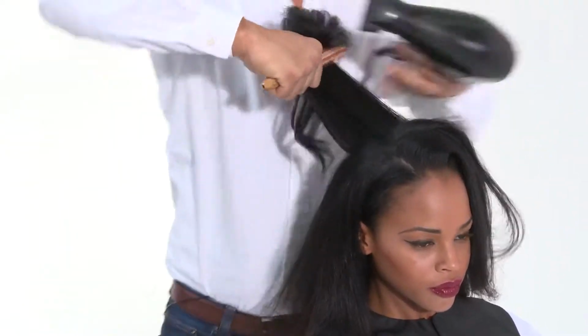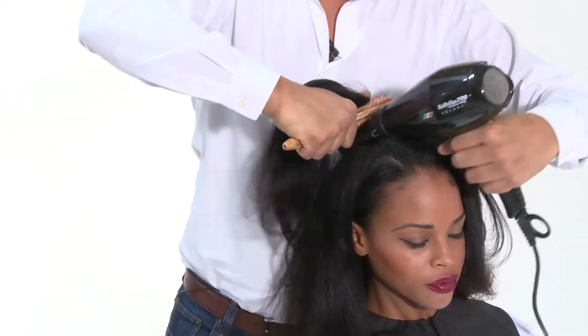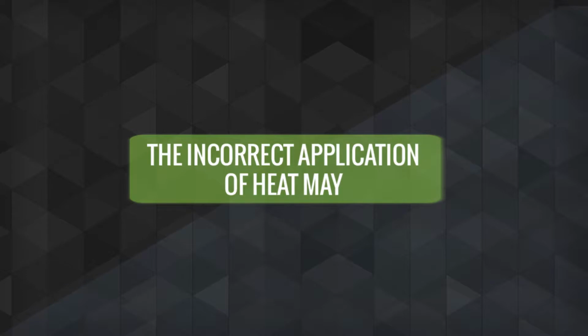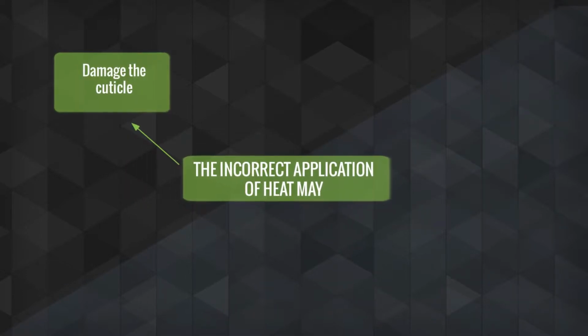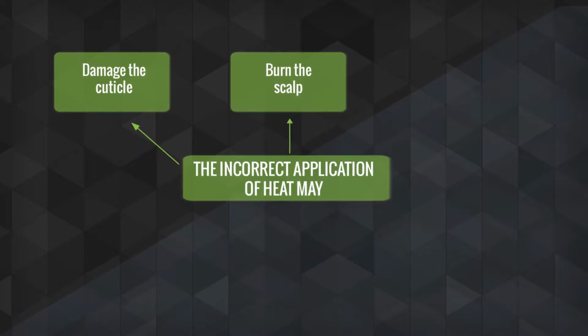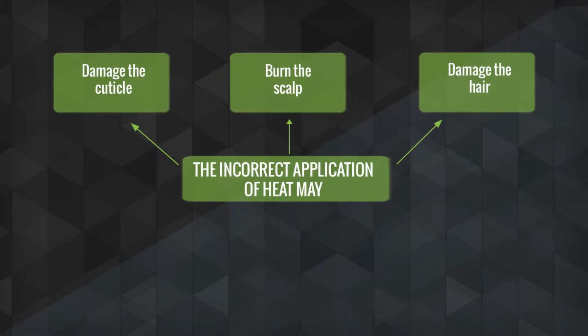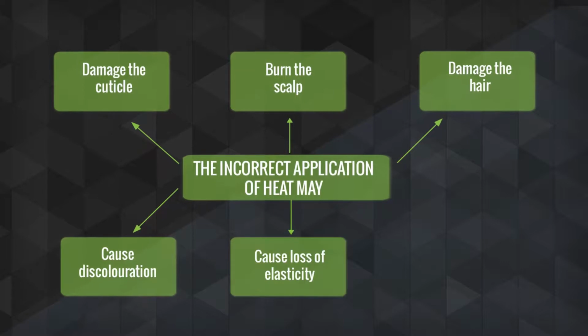Snowdon is now prepared to apply his straightening blow dry. It is important to use the correct application of heat, otherwise you may damage the cuticle, burn the scalp, damage the hair, cause discoloration, cause loss of elasticity, and you may increase porosity.